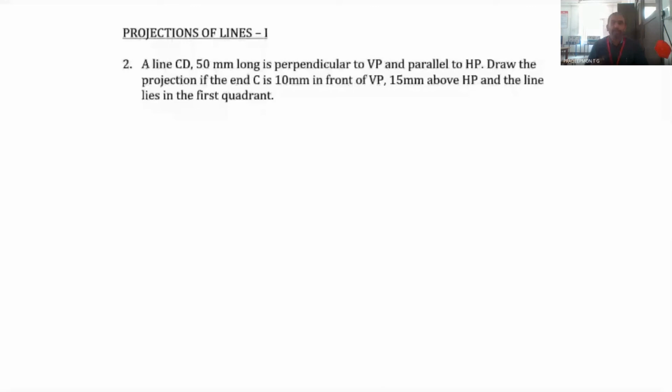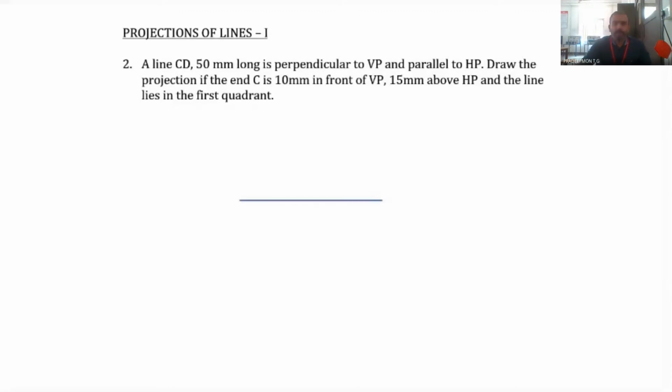So here the line is perpendicular to VP and parallel to HP, and one of the endpoint C is 10 millimeter in front of VP and 15 millimeter above the HP, and the line lies in the first quadrant. So here the 5 pieces of information that are required are the 50 millimeter length, then line is perpendicular to VP, parallel to HP, and end C is 10 millimeter in front of VP and 15 millimeter above HP. So the 5 informations are there. So write down the question.